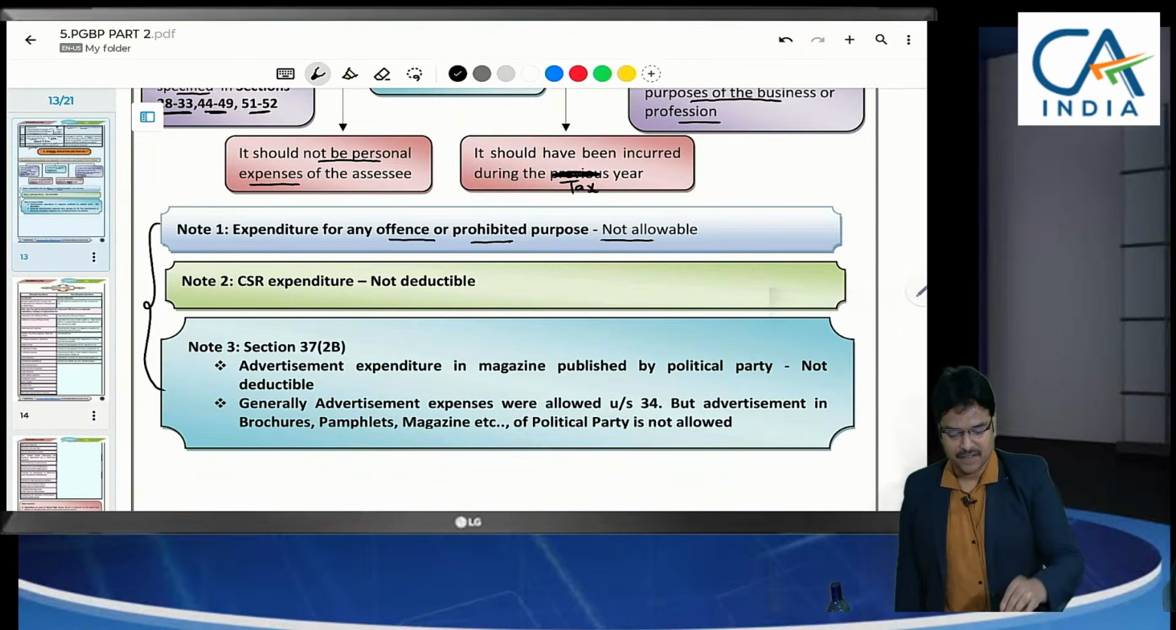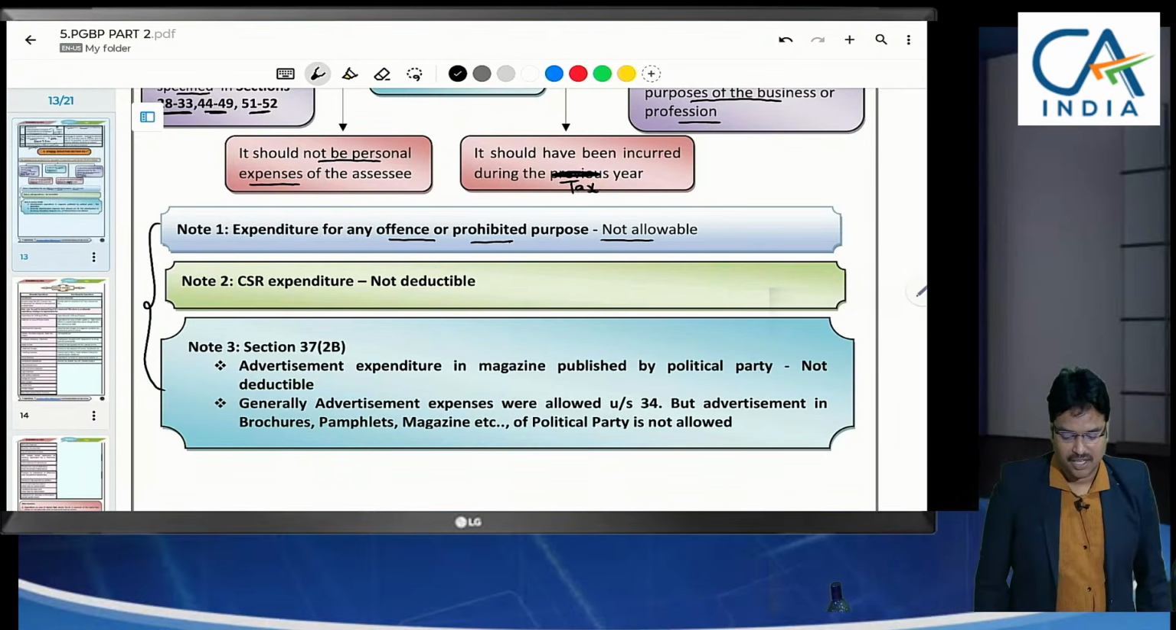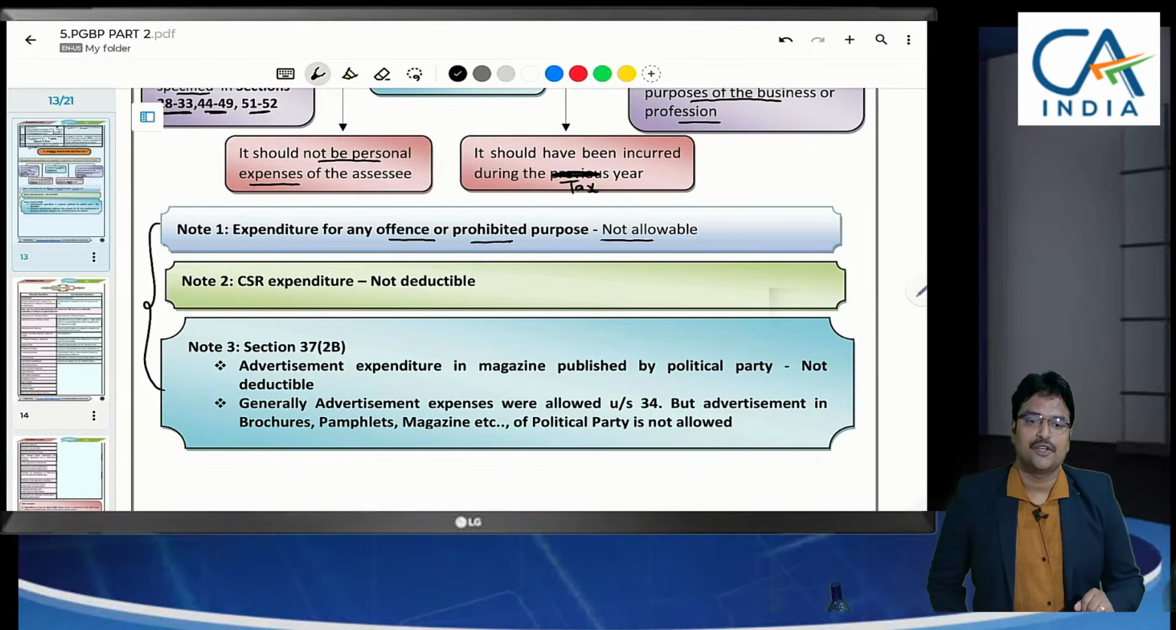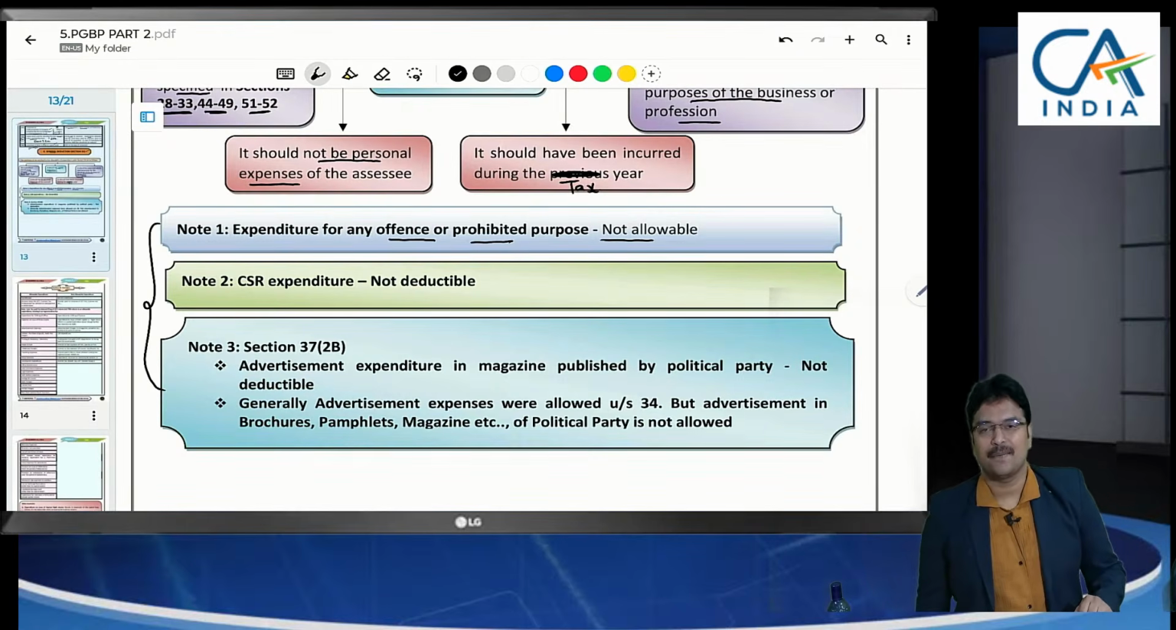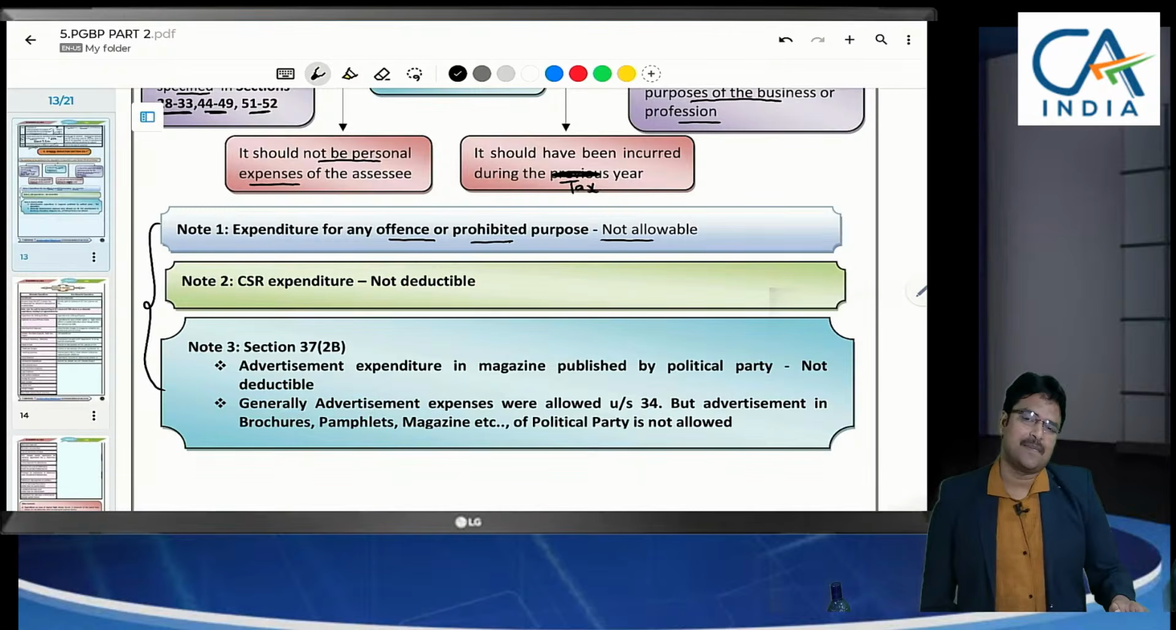Any expenditure for any offence, if it is an offence, you cannot claim. Illegal expenses cannot be claimed. Even if you have committed an offence for which you have paid penalty, those cannot be claimed. Penal in nature cannot be claimed. Compensatory in nature can be claimed. Suppose I have not done the contract in time, so my customer is asking me to pay liquidated damages. Whether this can be claimed as expenses?